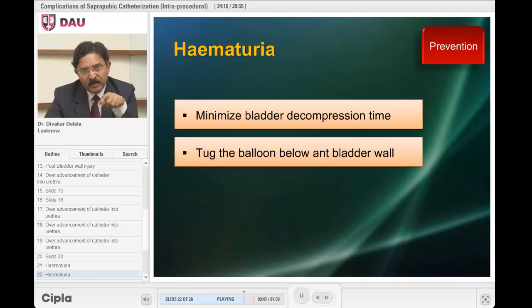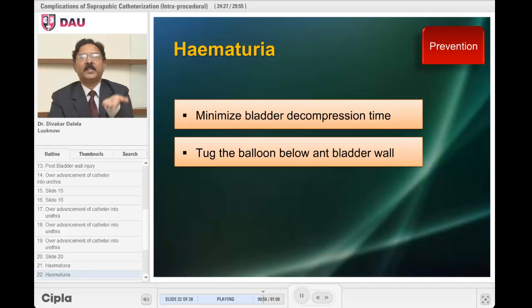When you put the balloon in the bladder, inflate the balloon and tug the balloon under the anterior wall of the bladder, the hole that you made. Because if you tug, the balloon puts pressure on the bladder wall, and any small ooze from that hole that you made by trocar in the anterior bladder wall is tamponaded underneath.